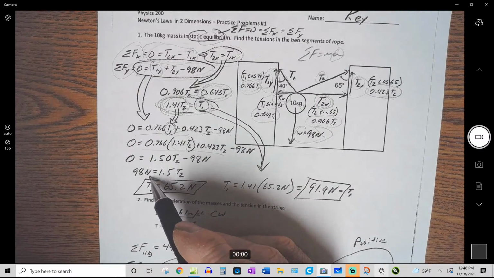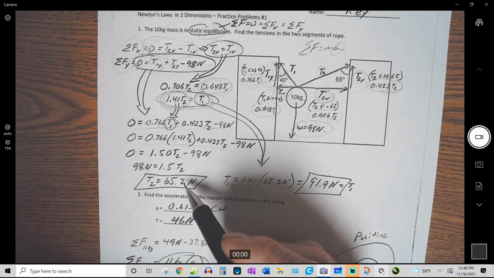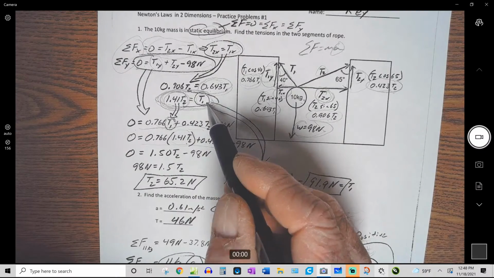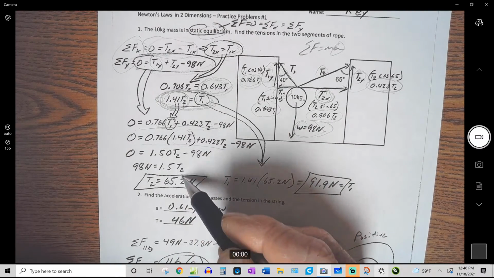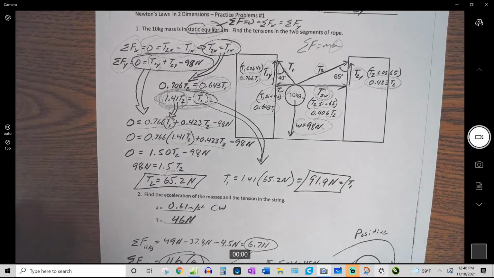So it comes out to T2 is 65.2 newtons. And to find T1, the easiest way to do it is just to use this relationship again. T1 equals 1.41 times this, which gives me 91.9.